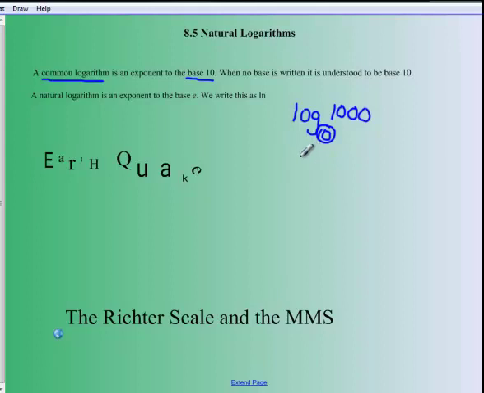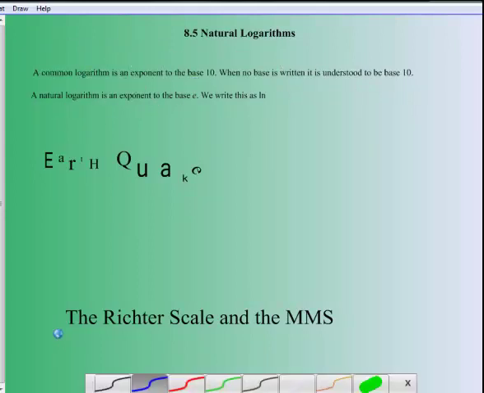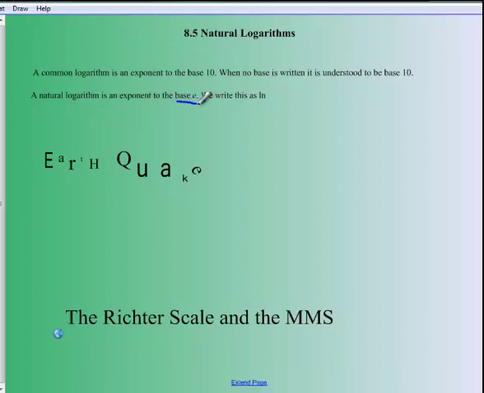And a common log problem is asking you to solve: 10 to what power will get me 1,000? And the answer is 3. We're going to move on today to natural logarithms. Natural logarithms have a base of e, which we'll talk about in just a minute, and it's written on your calculator as ln. And we'll show you where that key is.